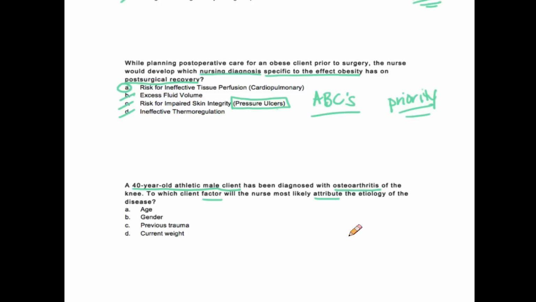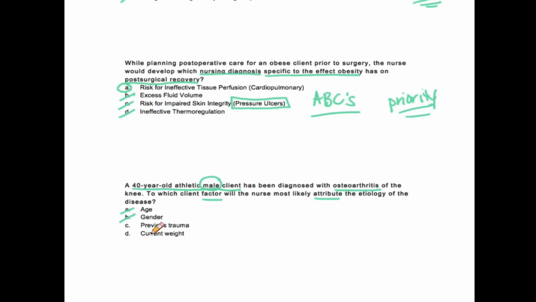Now this is all the information I have. Now think about expected outcomes, expected findings of osteoarthritis. Age. Is the fact that he's 40 an attribute to osteoarthritis? No, he's not in an age that he's at risk for developing osteoarthritis. Gender. He's a male. Are males more prone to osteoarthritis? No, I know that's not the expected outcome.